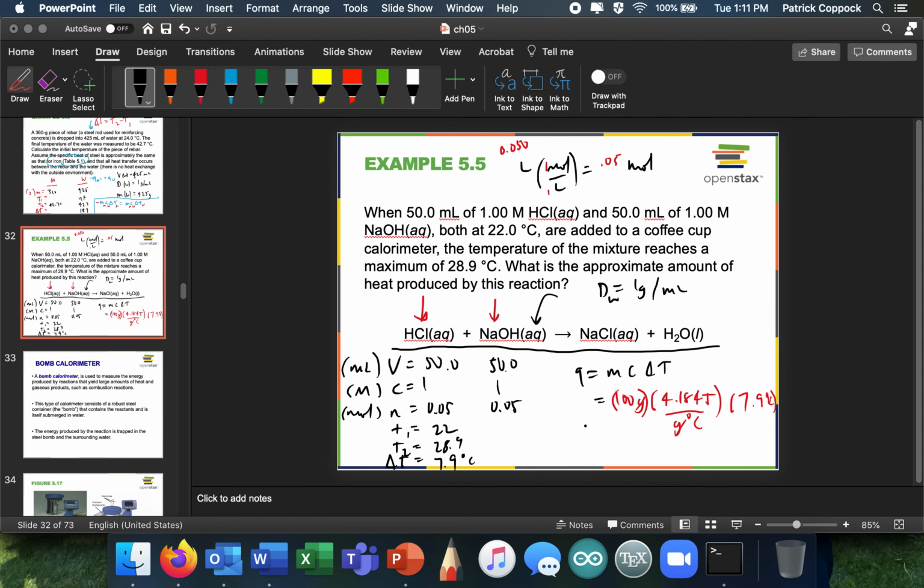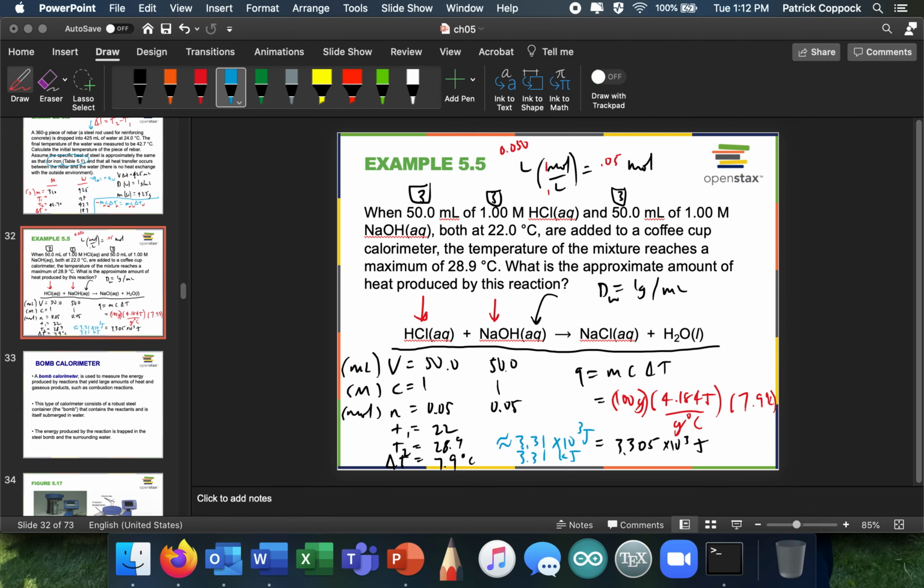So it looks like this is going to be 100 times 4.184 times 7.9 degrees Celsius. And we're going to get, it looks like, 3.305 times 10 to the 3 joules, right? So we're going to report this with 3 sig figs. There's 3 sig figs here, 3 sig figs here, they're all 3 sig figs. So this is going to need to be reported at 3 sig figs. So I'm going to rewrite this as 3.31 times 10 to the 3 joules, or 3.31 kilojoules. Okay, so there's our answer.